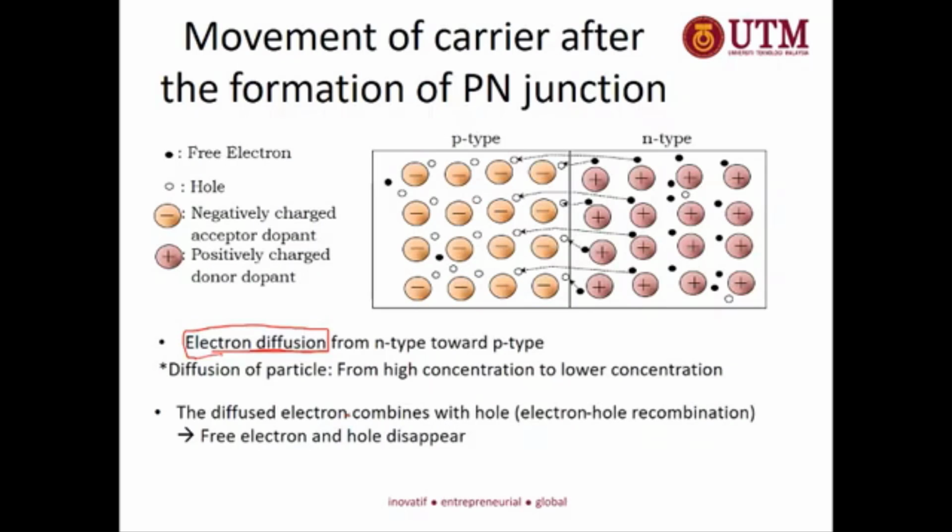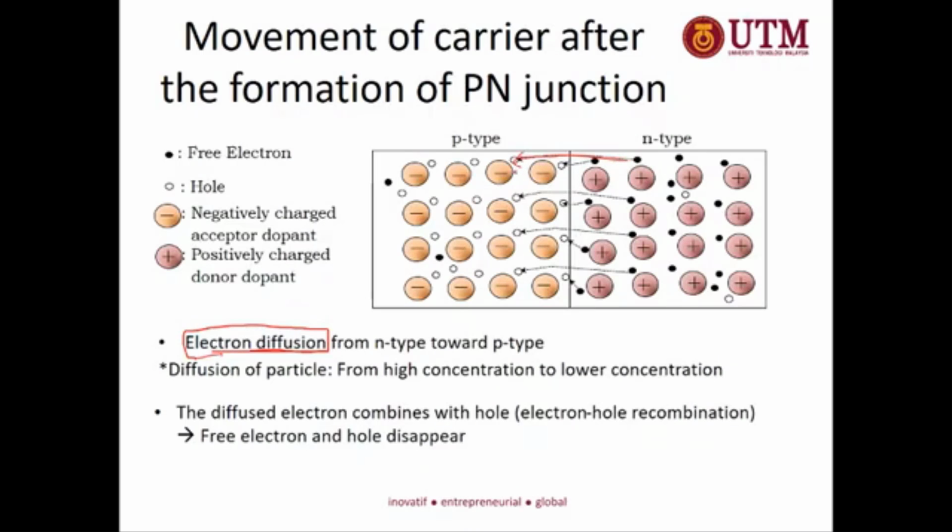The same goes in this case. Because the n-type has many electrons and the p-type has fewer electrons, the electrons tend to move towards the p-type, towards the less concentrated region. So the electrons move from the n-type to the p-type. This is diffusion.